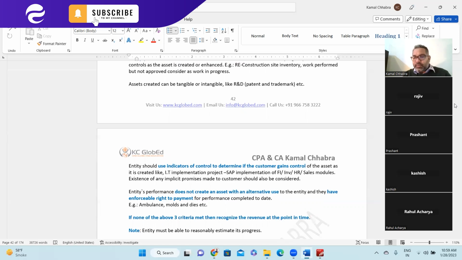as it is created, like IT implementation project, SAP implementation of FI module first, then inventory module second, then HR module, then sales module, right? Existence of any implicit promise made to the customer should also be considered.